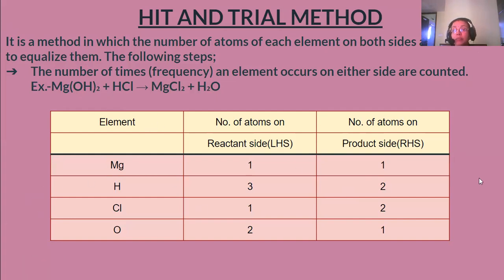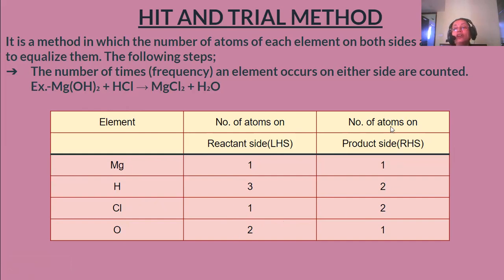See, we made a table here. First, we write the elements which are used in the reactants, and the products which are formed. Now we write all the elements: magnesium, hydrogen, chlorine, and oxygen. Now on the reactant side, we need to count the number of atoms. Magnesium, number of atoms is 1. Hydrogen, 2 and 1, so 3. Chlorine is 1, and oxygen 2.